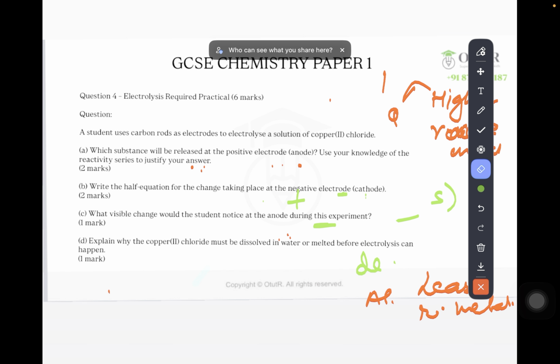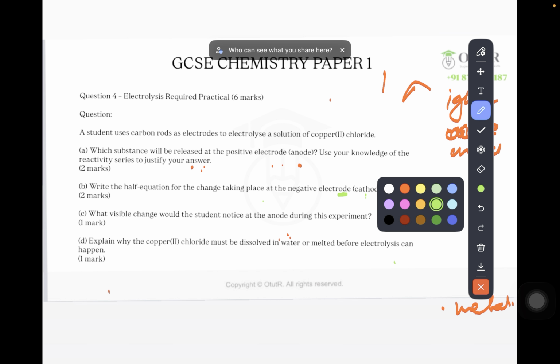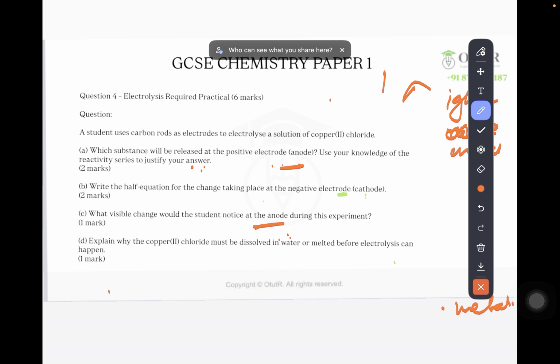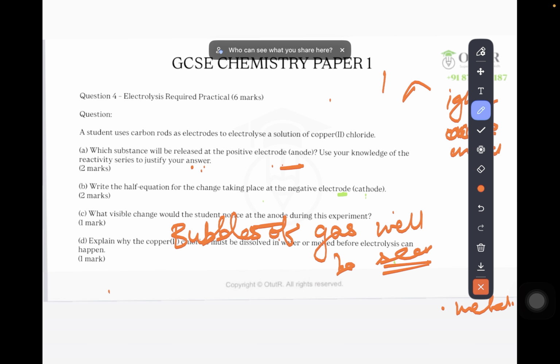Next, C. What visible change would the student notice at the anode during this experiment? So at the anode, what is happening? Chlorine gas is released at the anode. Therefore, bubbles of the gas will be seen. Also, the solution may change color or bleach the indicator paper.